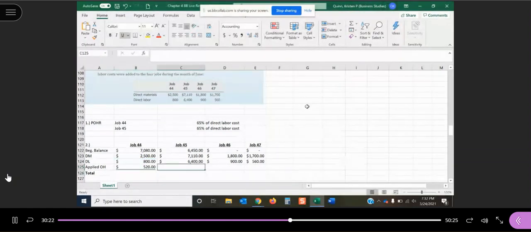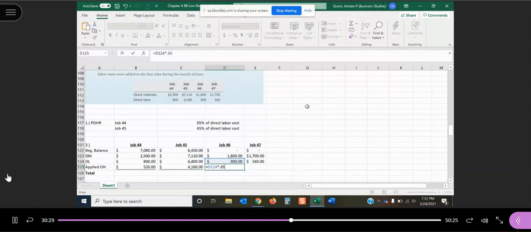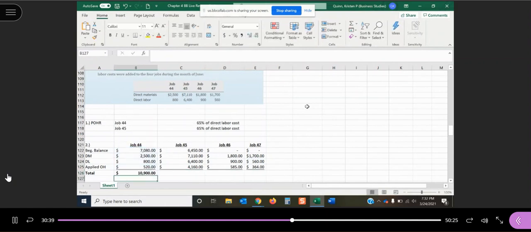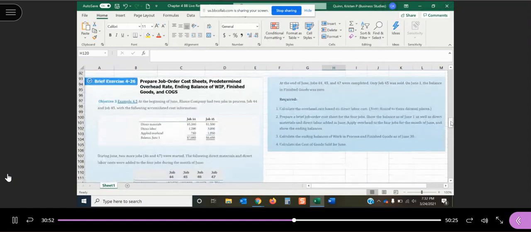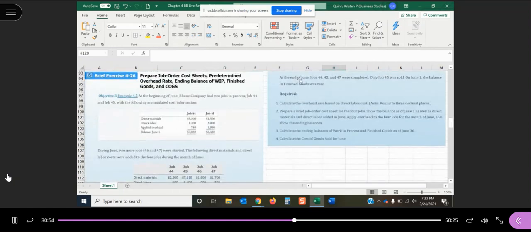So our overhead is 65% of direct labor cost. So we take our direct labor cost and multiply it by 65% for each one of our jobs. And we're going to total them out to get what our ending balance is for each one of those jobs. Those are our little mini job order cost sheets. So they give us some information about where our jobs kind of stand at the end of the period.